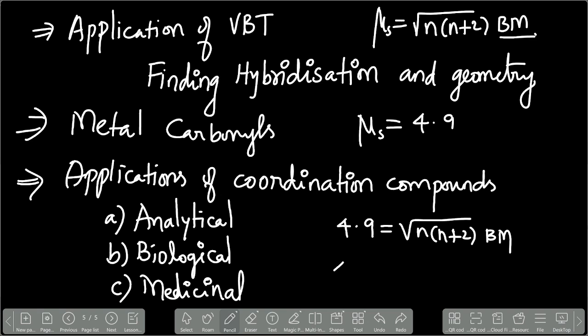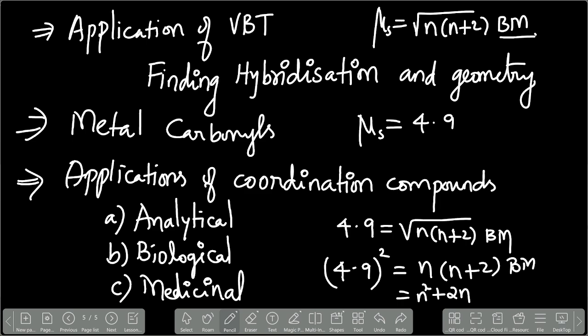So 4.9 square, which is equal to n into n plus 2 BM. Then n square plus 2n BM, right? Which is equal to 4.9 square. You can expand that, n square plus 2n minus 4.9 square. Am I right? It's a quadratic equation. Sir, we are very weak in maths.